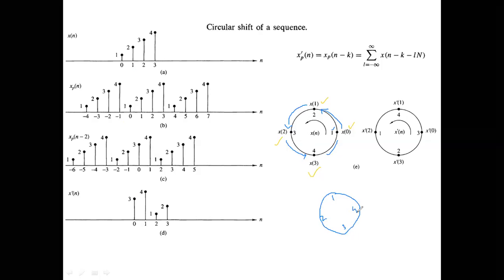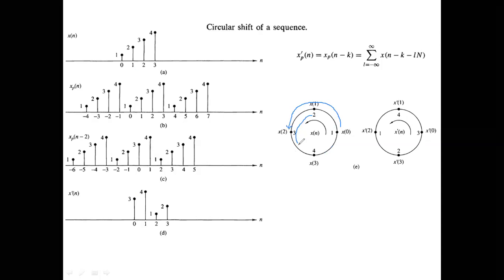This is similar to the rotate instructions in your microcontroller. Microprocessors you had, right? Something similar is what you have here. You can see, moving by 2 locations, x of n minus 2, the 1 which was here has now been moved 2 locations to the right around the circle.